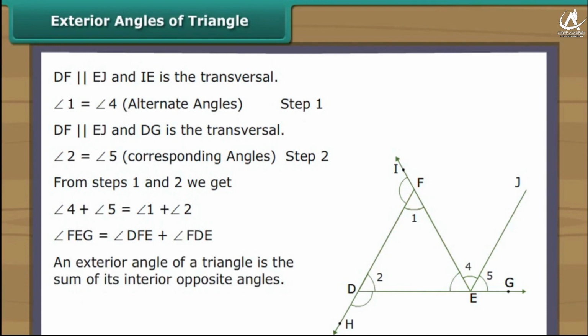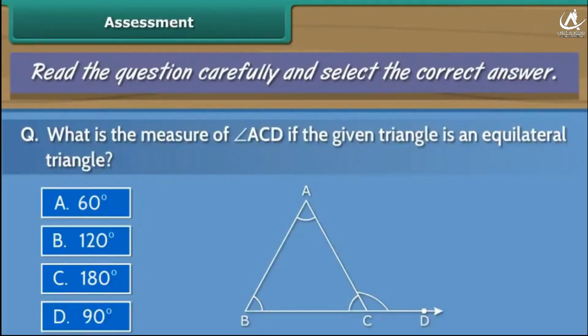Similarly, exterior angle EDH is equal to angle DFE plus angle DEF, and exterior angle DFI is equal to angle FDE plus angle DEF. Self-assessment. Read the question carefully and select the correct answer.